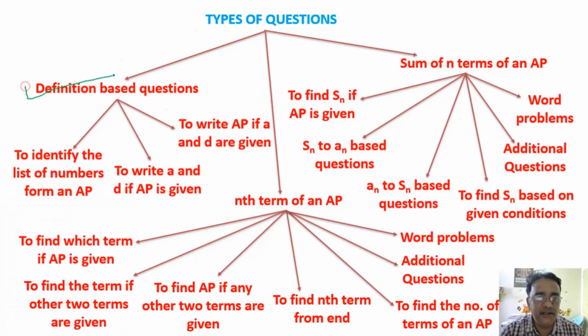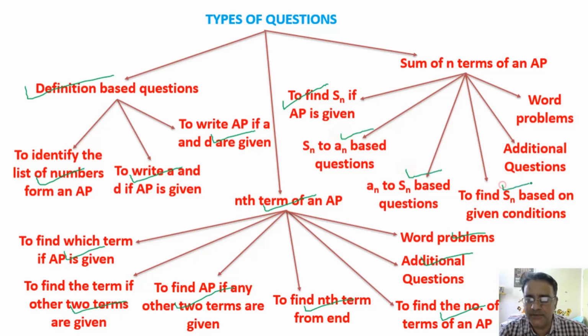So we have completed this definition based question. ये तीनों हम लोग complete कर चुके हैं. Okay, we have completed nth term all type of question in the second session, right? Word problems भी किए थे और ये भी किए थे. And sum of n terms, now only one part is over, that is to find Sn if AP is given. So now today we are going to cover all these 4 types of questions, and we are not going to do any word problems, as word problems have been already deleted for this academic year.